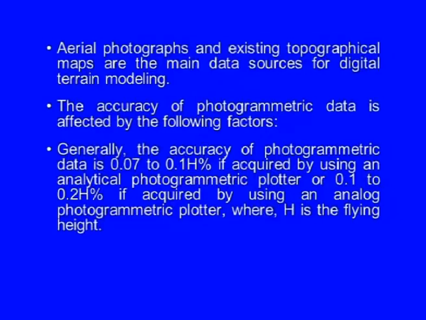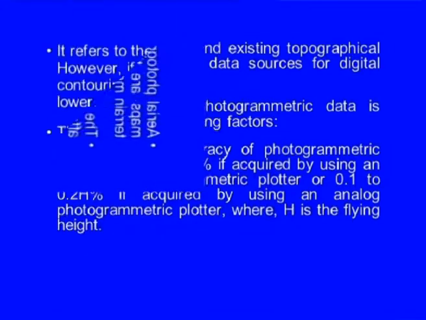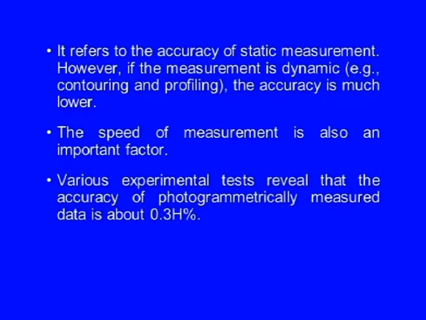Generally, the accuracy of photogrammetric data is 0.07 to 0.1 % of H if acquired using an analytical photogrammetric plotter, or 0.01 to 0.02 % of H if acquired using an analog photogrammetric plotter, where H is the flying height. It refers to the accuracy of the static measurements.